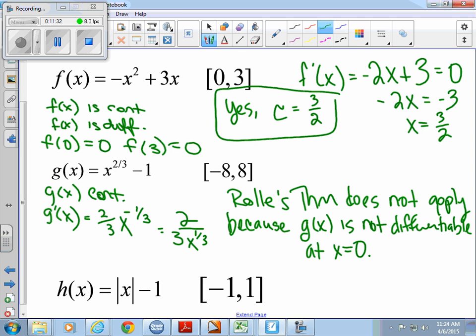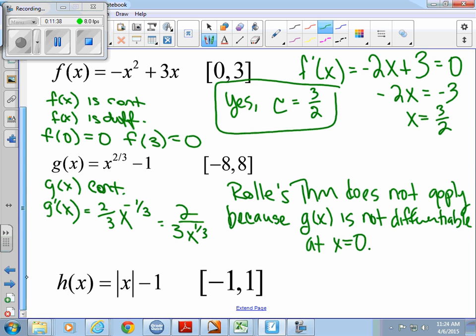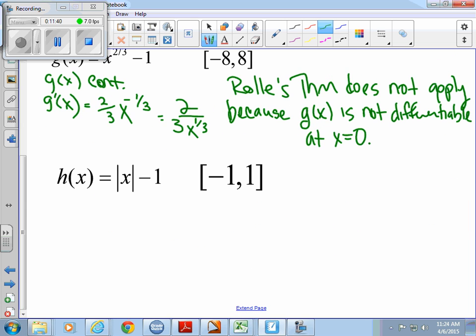Okay, what about the next one? Now, you don't really even know how to take the derivative of an absolute value function, do you? Which part of this is very important that you know? The picture of the absolute value function. If it's a V, it has a sharp corner at 0. 0 is between -1 and 1. So, no Rolle's theorem.